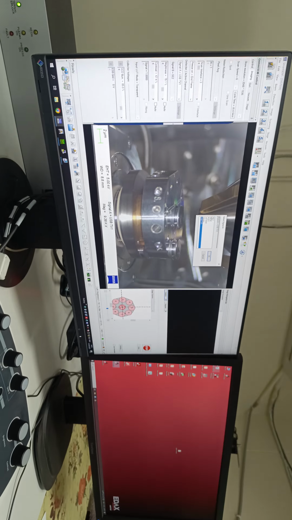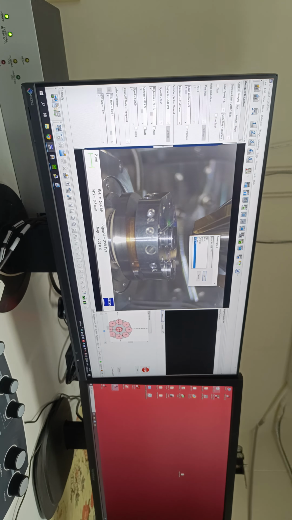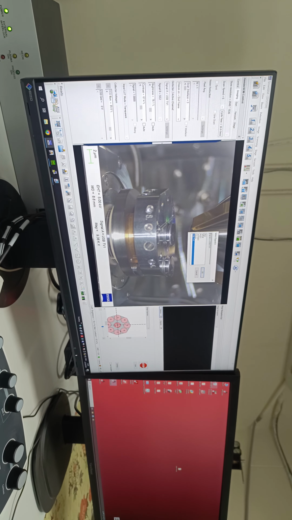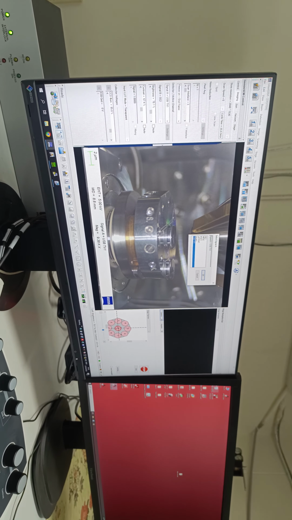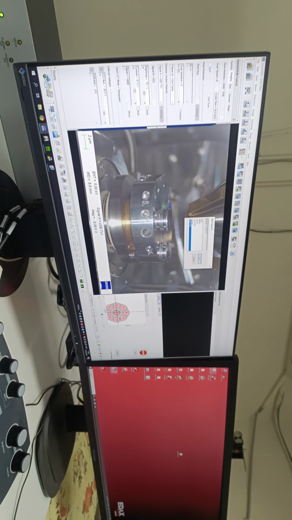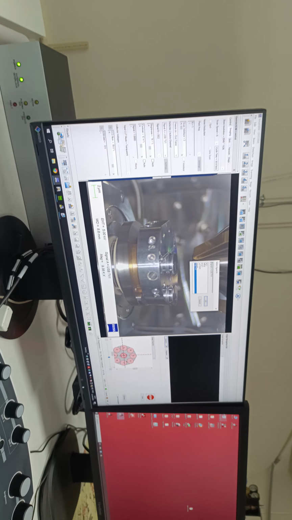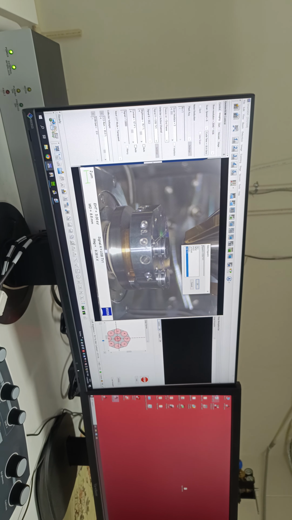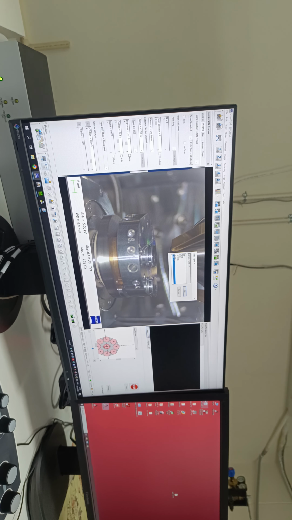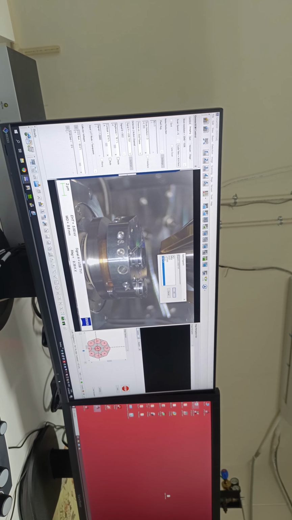Sir, is the sample biological? No, it's not biological. What is it? Just one second, thanks for raising this. I will show you what the sample is. So it's an oxide sample.